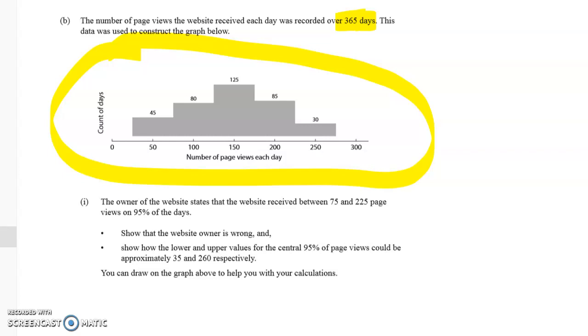Right, so part one says that the owner's making a claim. The owner of the website states that the website got between 75 and 225 page views on 95% of the days. And we have to first of all show that the owner is wrong, and then show how the range for that central 95% could be between 35 and 260 views. And we can do that by drawing on the graph.